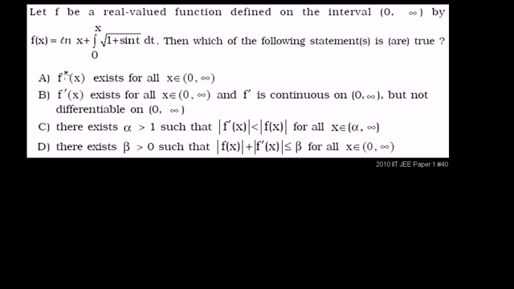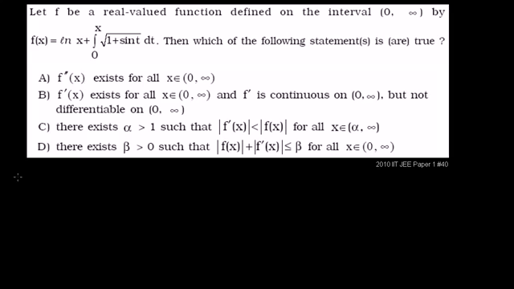So A says the second derivative of f exists for all x greater than 0. Then B says the first derivative exists for all x greater than 0, and the derivative is continuous on that interval, but not differentiable. Okay, so everything they're doing, they're relating the function to the first derivative and the second derivative. So let's just figure those things out.